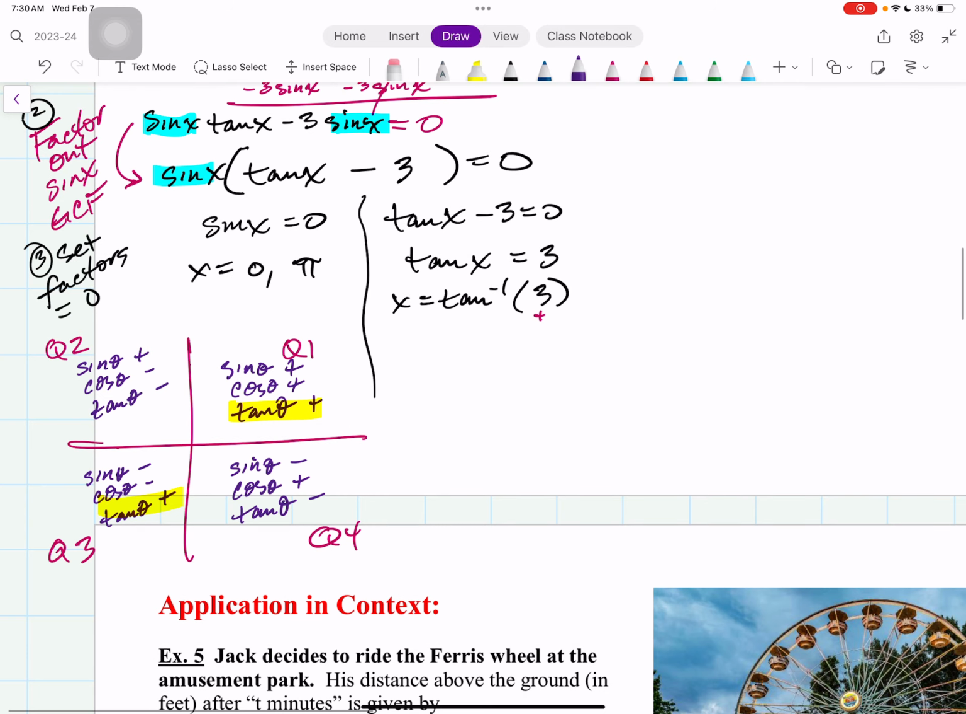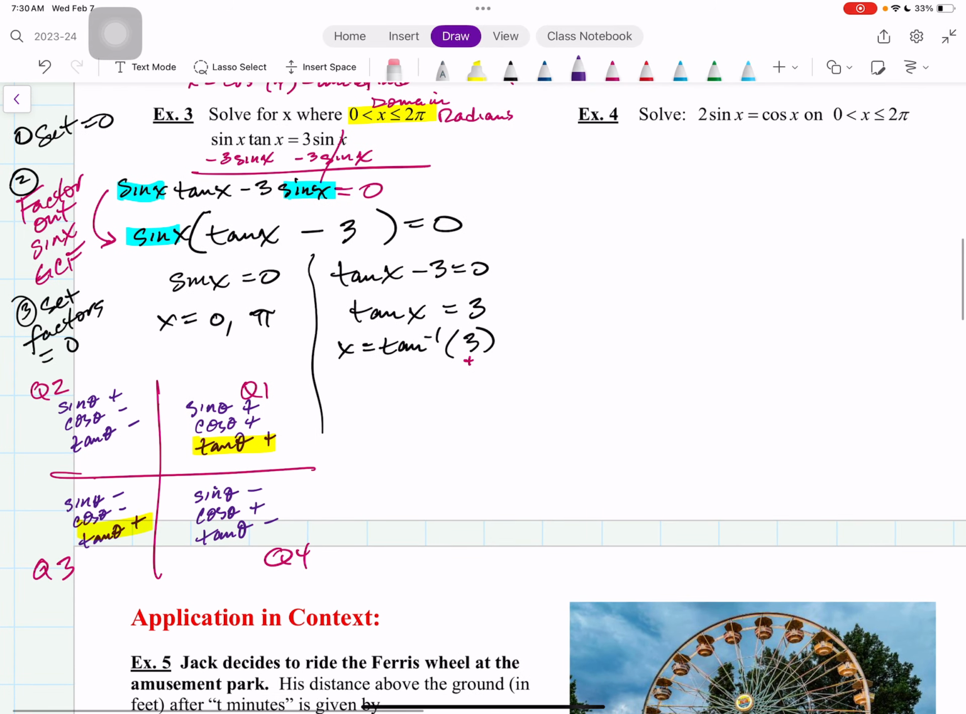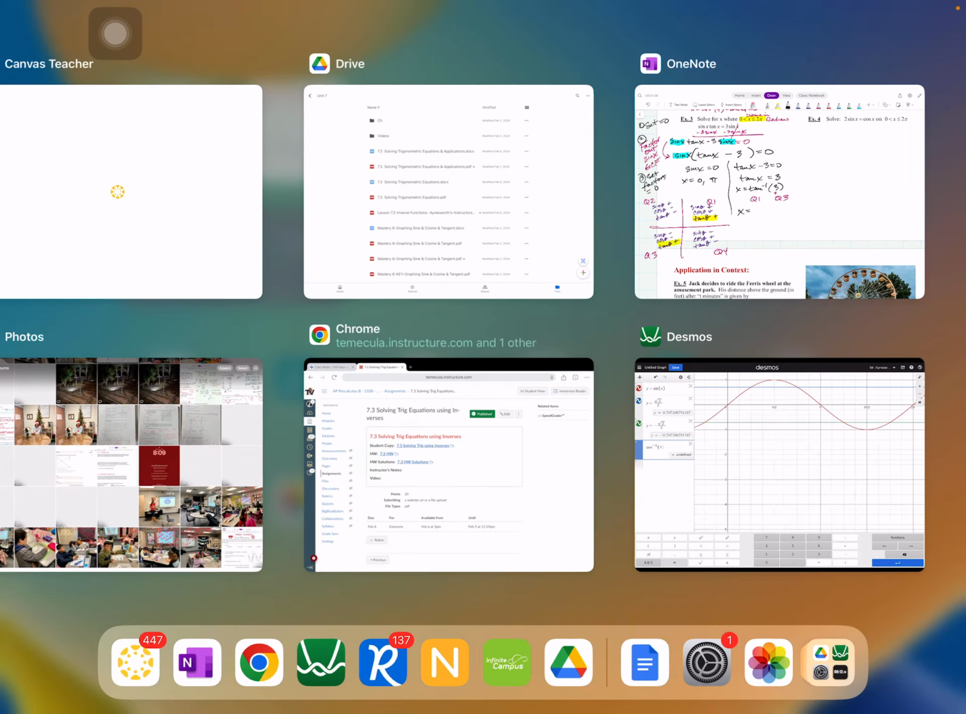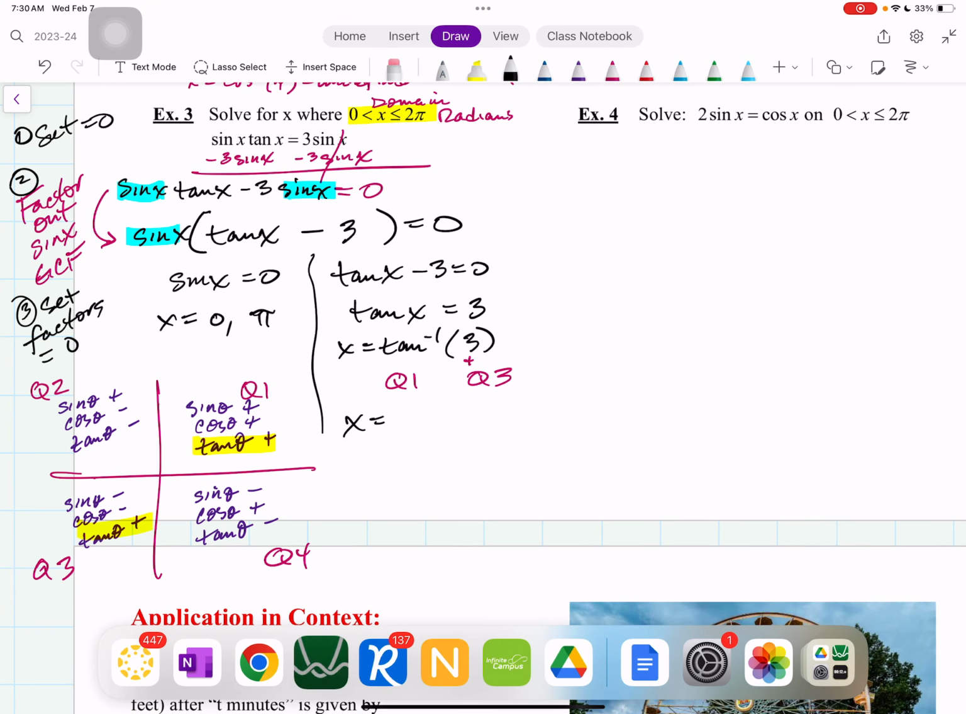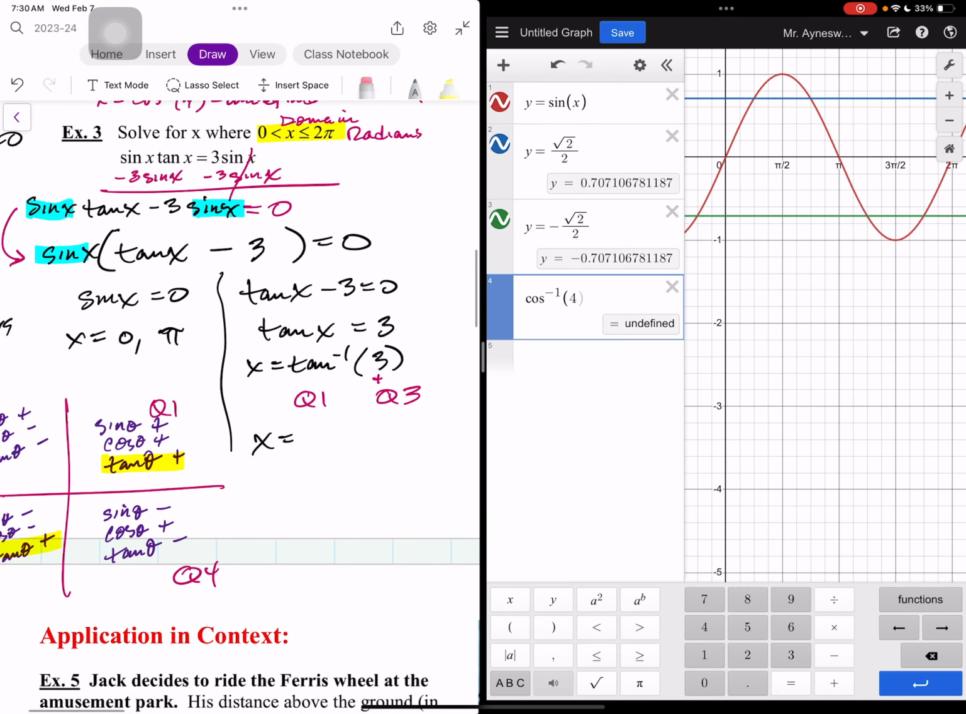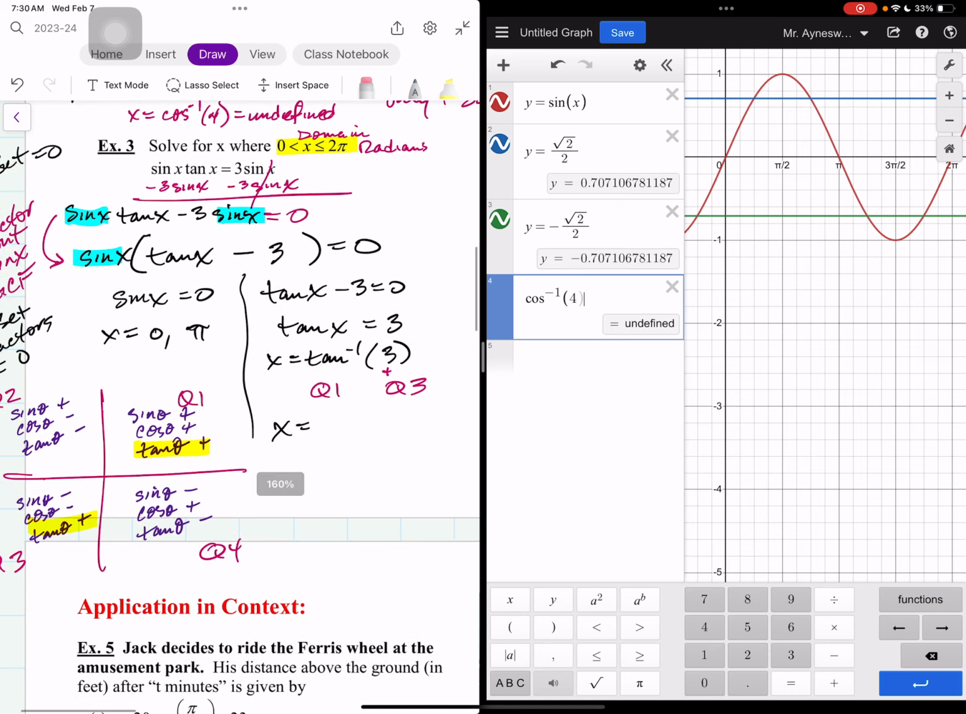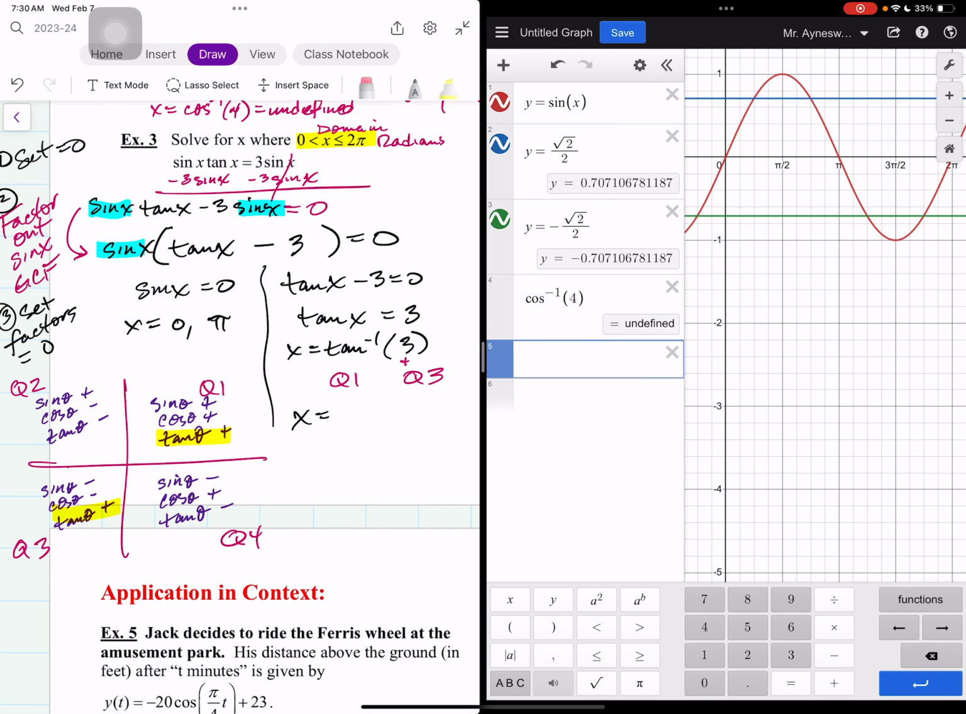So right here, we are looking for two angles in 1 and 3. So I'm going to write that out. Quadrant 1 and then quadrant 3. So what should they be? So we're going to take the inverse tangent. So let's split screen and go to our calculator time. If you have your T84, take it out and use it, but make sure you put that in radian mode.